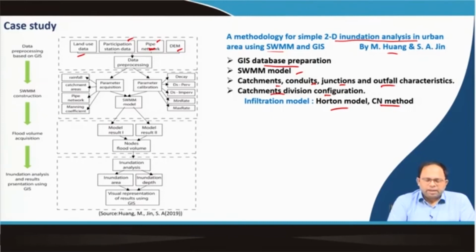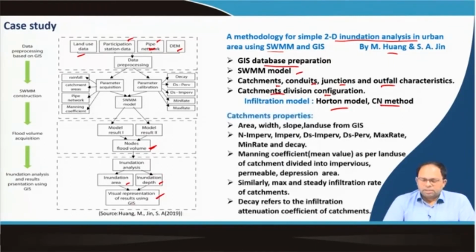We can run the model for multiple scenarios or multiple cases, and then we can determine the node flood volume. And once the node flood volume is determined, then we go for inundation analysis, and we determine the inundation area and the total inundation depth of that particular area, and we can make a GIS map for visually representing that. So, let us see how it was done.